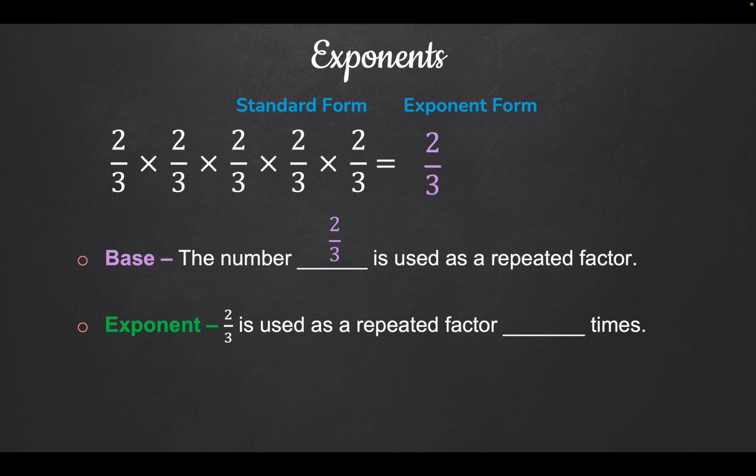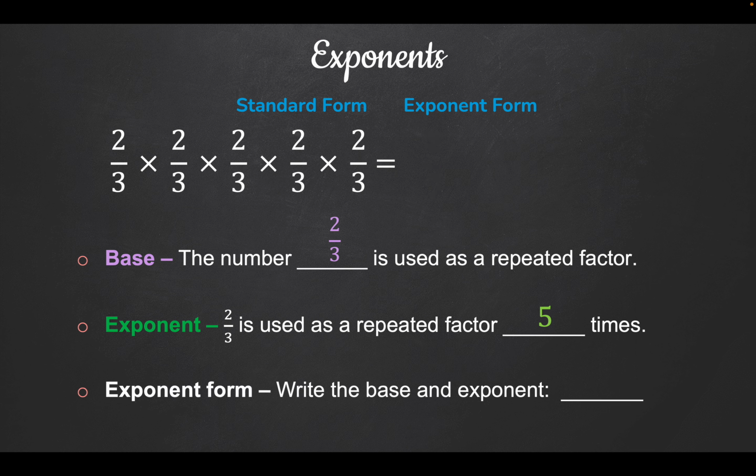Our exponent, in order to find that out, we're going to take 2 over 3 and see how many times it's used as a repeated factor. So 2 over 3 is used as a repeated factor blank times. That would be 5 times. So we see it appear 5 different times, and that's how many times it's being multiplied by itself. So our exponent is 5.